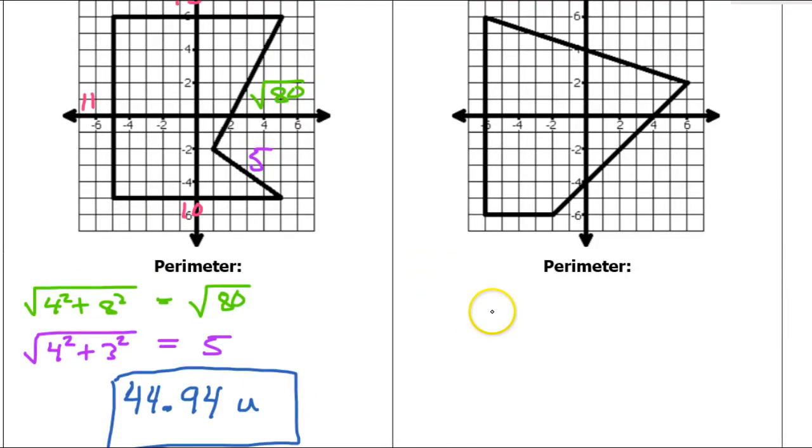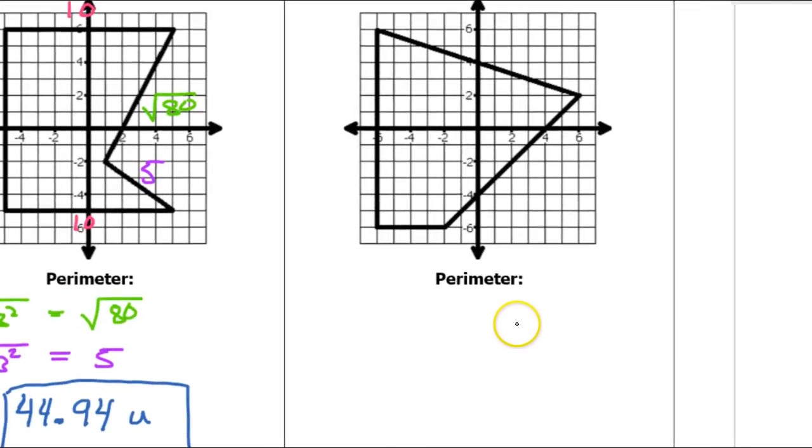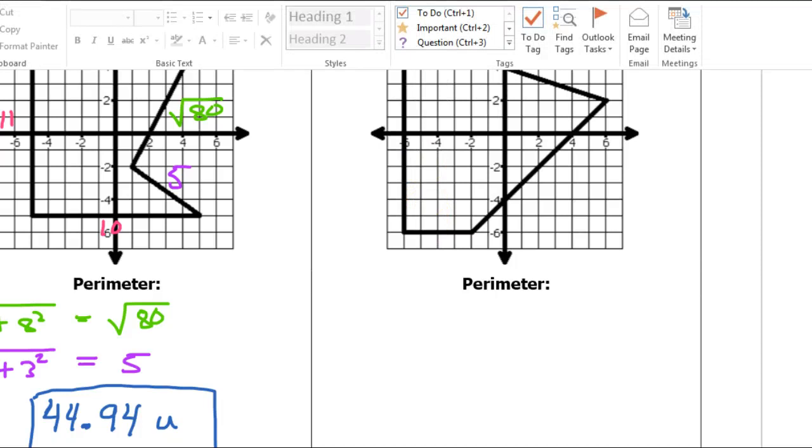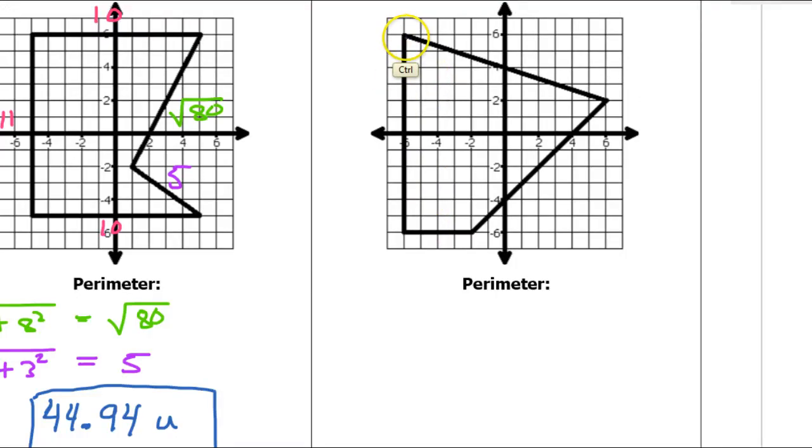Now, for the second shape, I'm going to do the same thing. Let's start with the ones that I can just add up. I see 6 above, 6 below, so this side over here is 12. This little horizontal piece down here is the length of 4. So now I just have to do these other two.